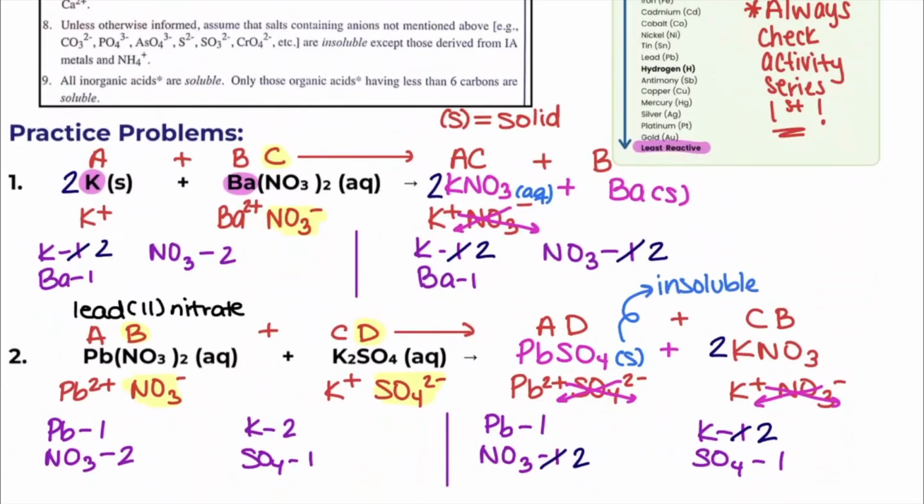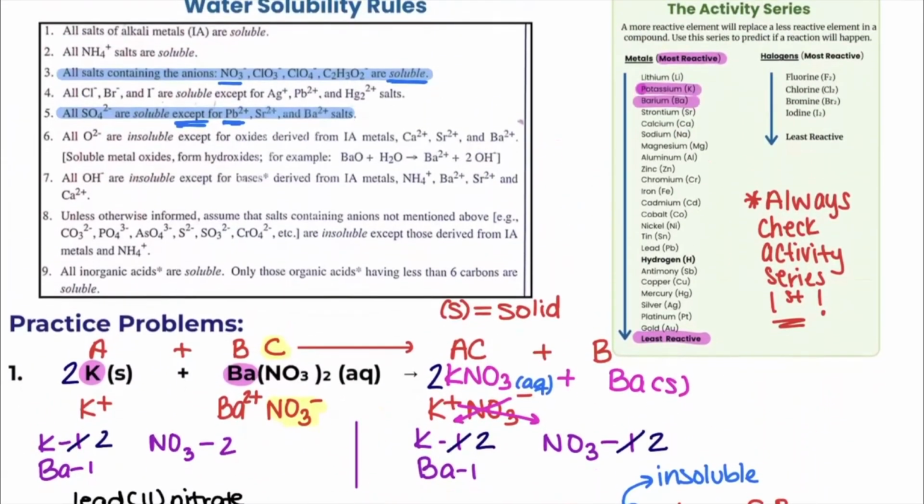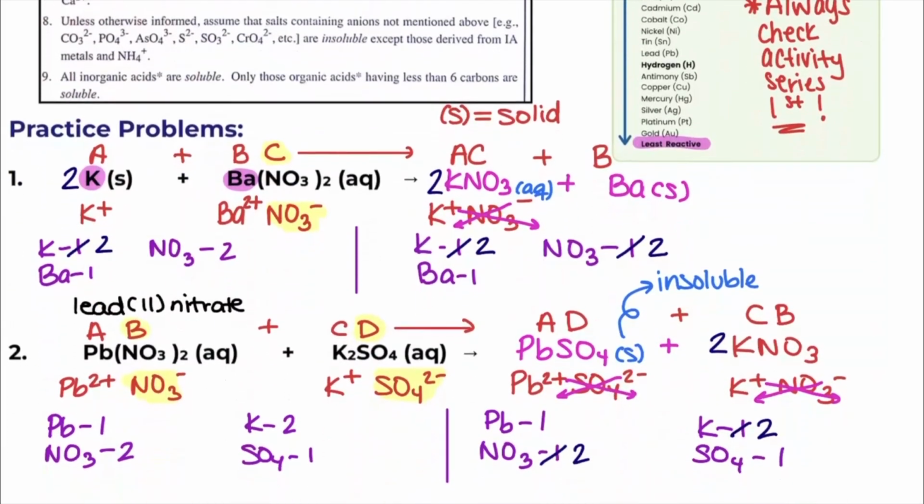What about KNO3? Well, NO3 is nitrate, and according to rule number 3, all salts containing the anions, including the nitrate ion, are soluble, and there's no exception here. So KNO3 is aqueous, so we can write AQ. It'll dissolve in water.